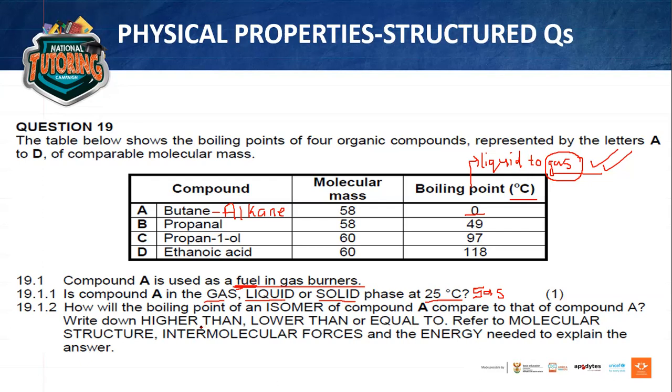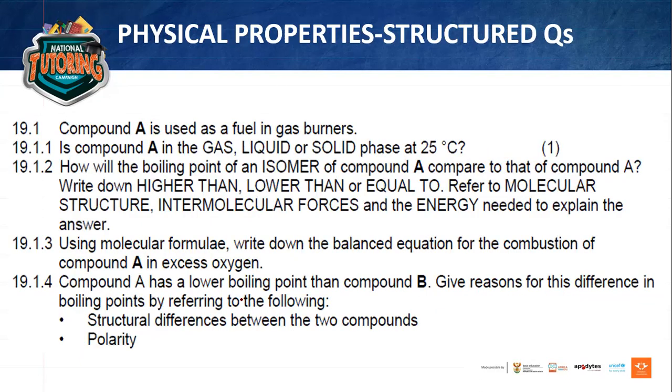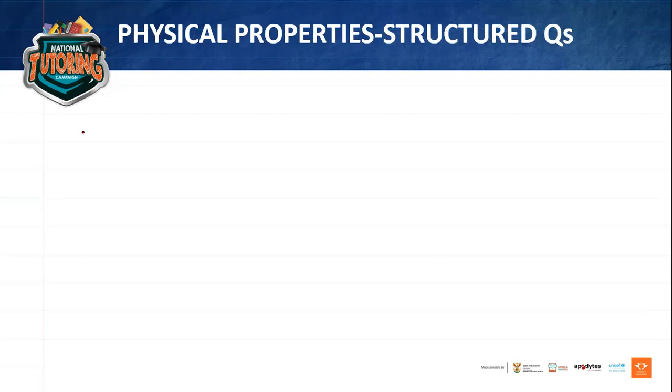Now, we move to the next question. 19.1.2, how will the boiling point of an isomer of compound A compare to that of compound A? Write down higher than, lower than, or equal to. And we are required to refer to molecular structure, intermolecular forces, and the energy needed to explain the answer. Now, compound A is butane. Now, let us answer the question. Firstly, butane looks like this. Butane means we have 4 carbons. 1, 2, 3, 4.